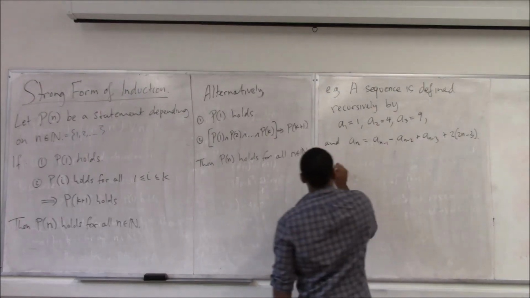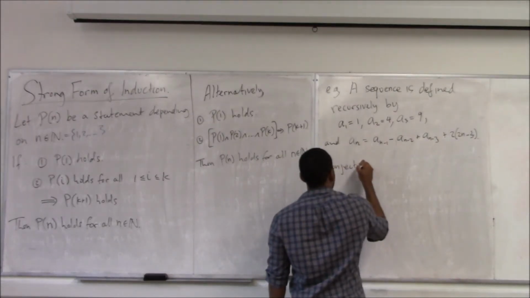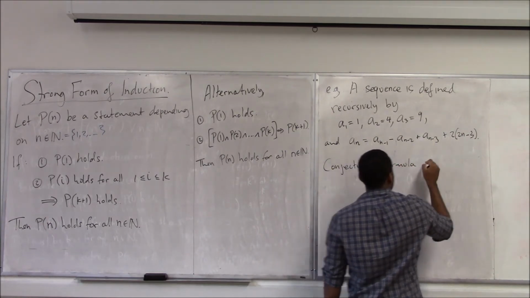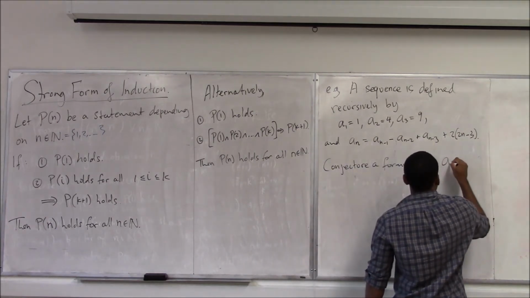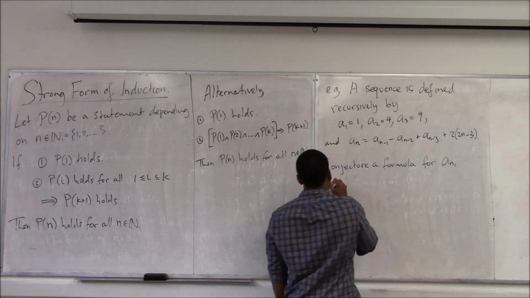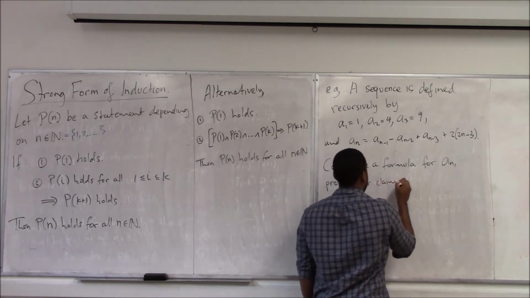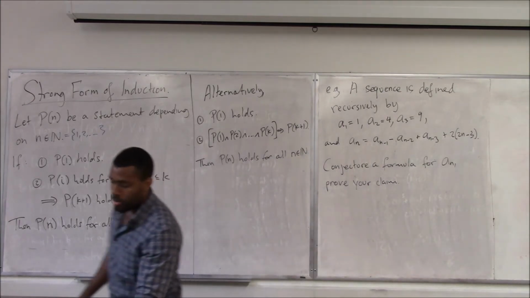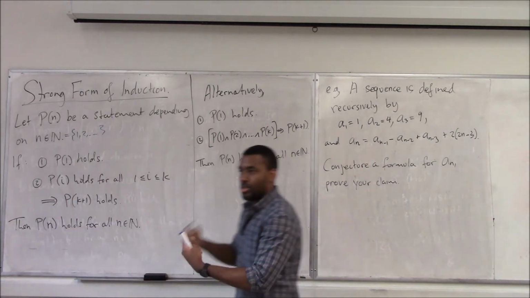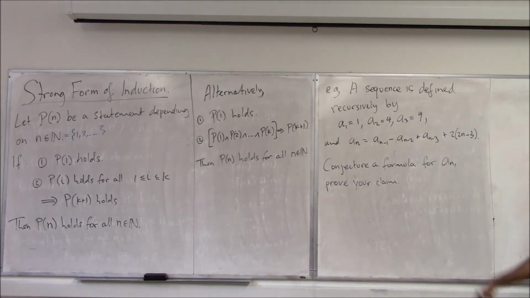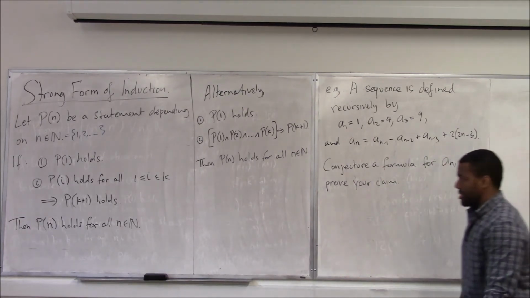So here's a problem. Conjecture a formula for a_n and prove your claim. So we looked at the Fibonacci sequence before. Remember, that's a sequence where every new term is just the sum of the 2 previous terms. That sequence shows up and is very useful.